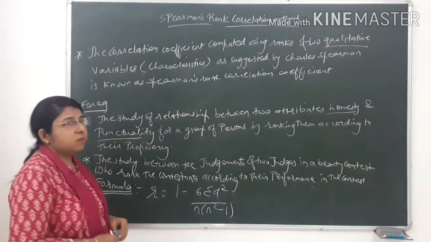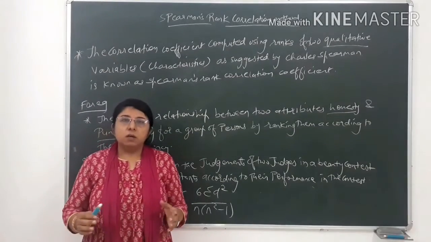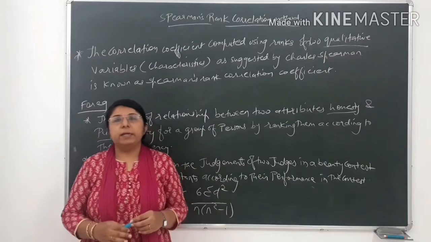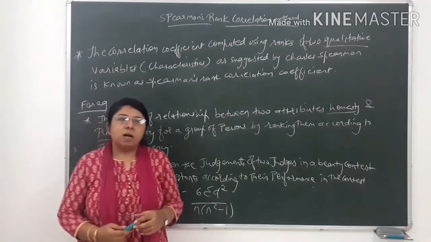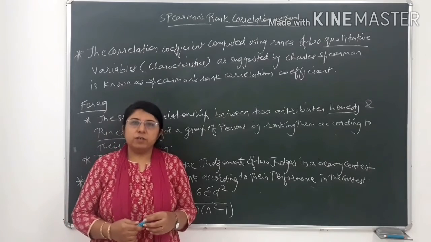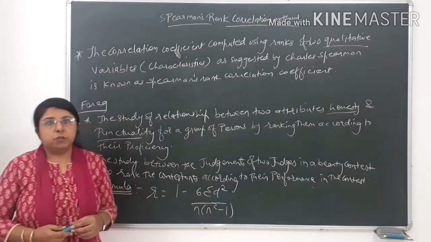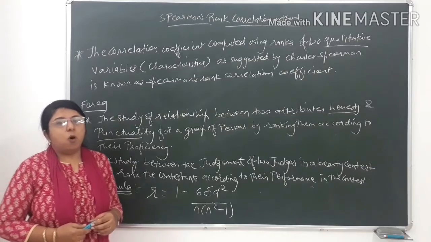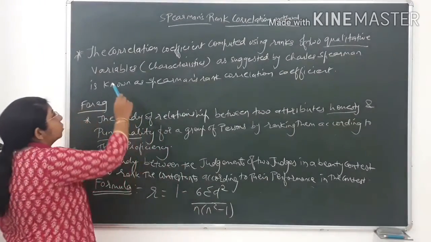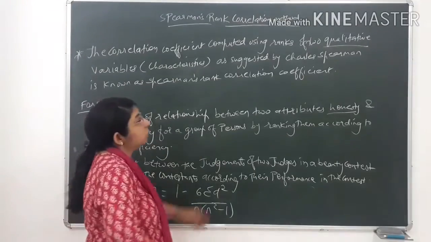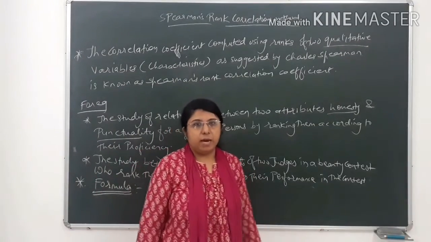Now in Karl Pearson's method we used to study the relation between two quantitative variables. Suppose height and weight of students, or marks of different students in two different subjects. That type of relation we used to study with the help of Karl Pearson's method. In this method we are going to study the correlation coefficient between two qualitative variables.